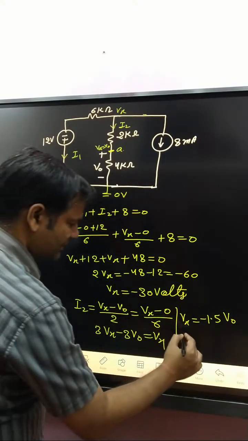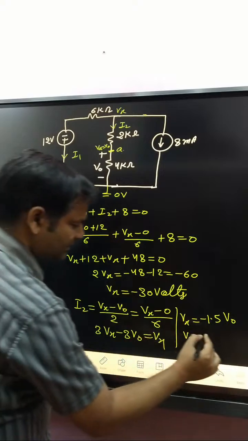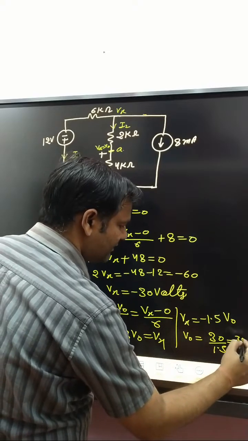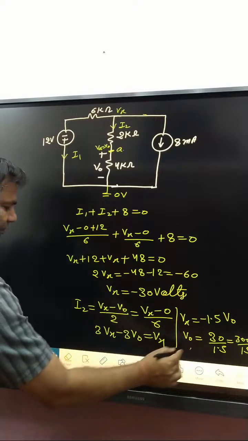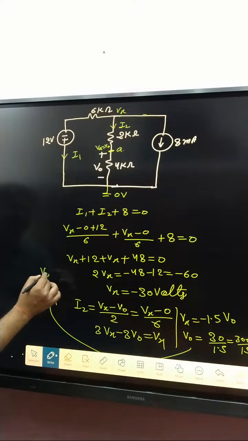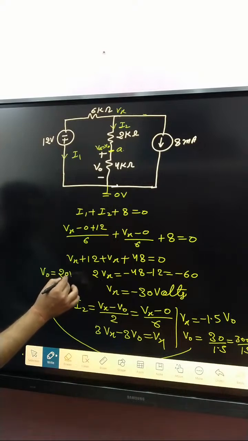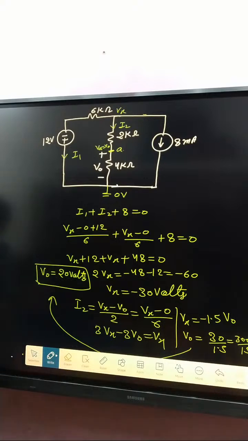So what about V0? V0 is equal to, Vx is minus 30, so minus minus plus 30 divided by 1.5. So that is 300 divided by 15. After solving, what about V0 finally? 20 volt. 20 volt is the right answer. If anyone faced doubt corresponding to that question, then tell me, I will explain again.